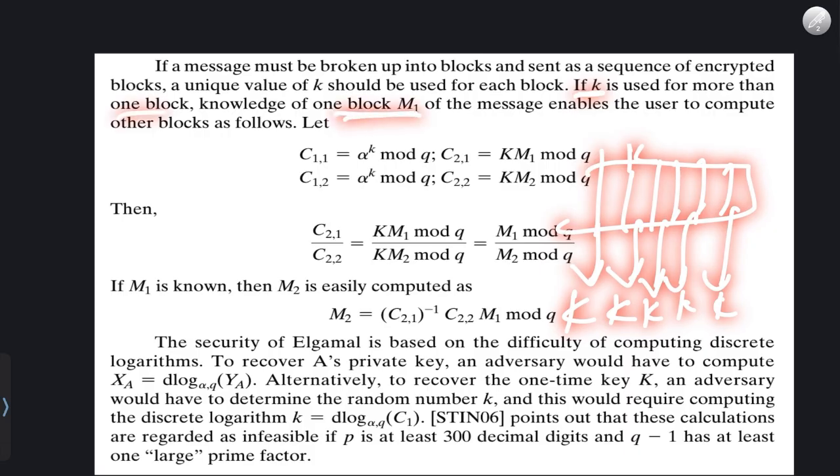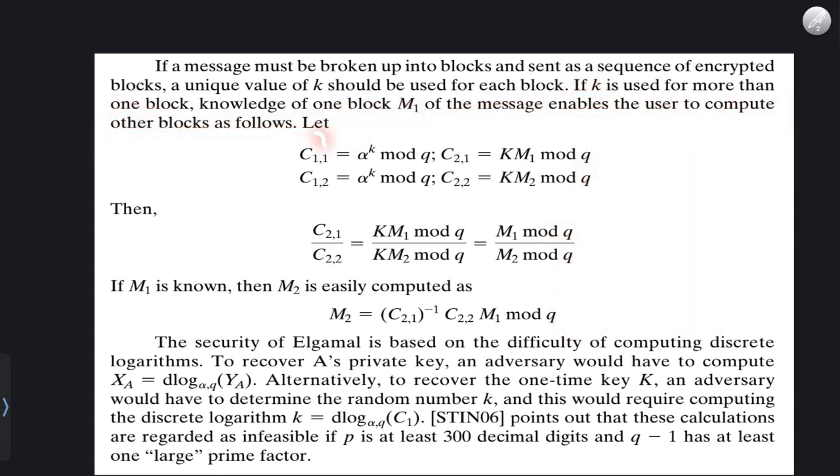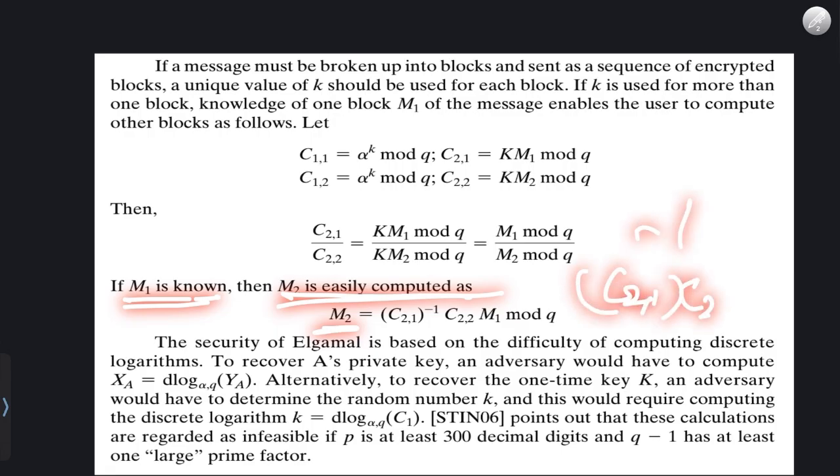Knowledge of one block M1 of the message enables the attacker to compute other blocks as follows. For C2,1, we have KM1 mod Q, and for C1, it is alpha power K mod Q, and for C2,2, it is KM2 mod Q. Considering all this, we can take the ratio and compare, and if M1 is known, then M2 can be easily calculated. That is, M2 would be equal to C2,1 inverse, then C2,2 into M1 mod Q.